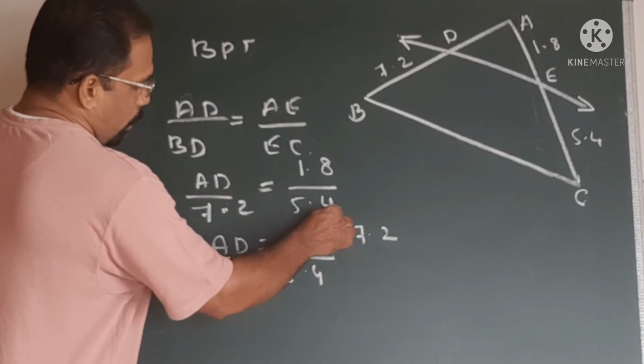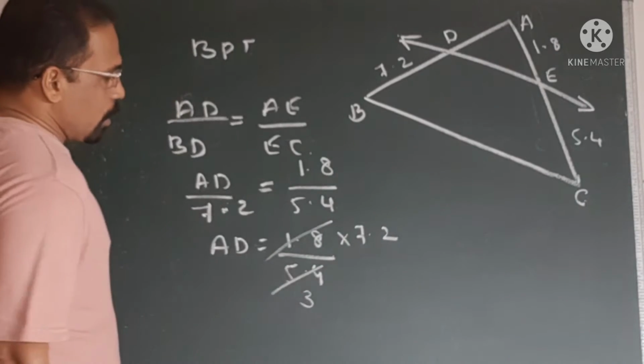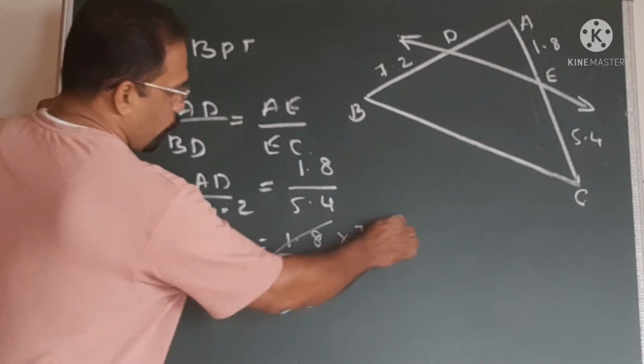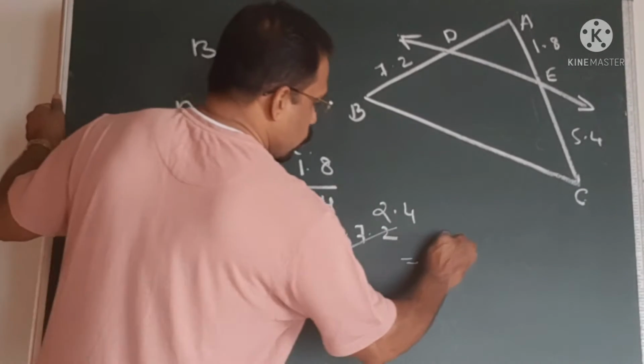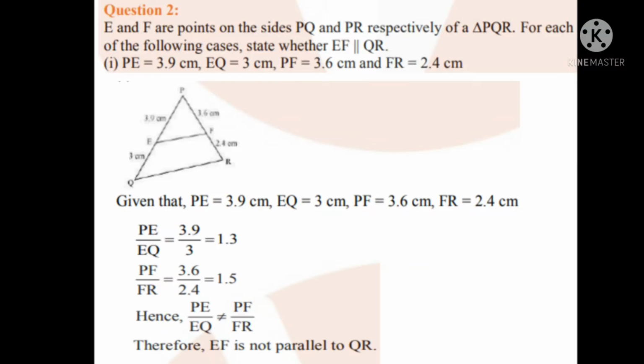So, 18 3s are 54, 24 3s are 72. So, the answer is 2.4 centimeter.